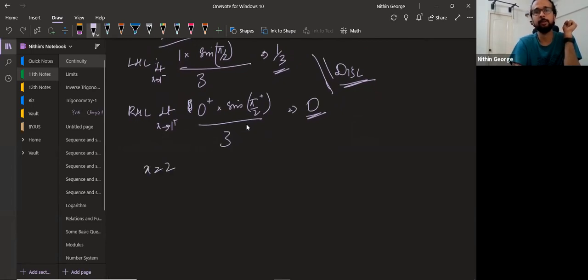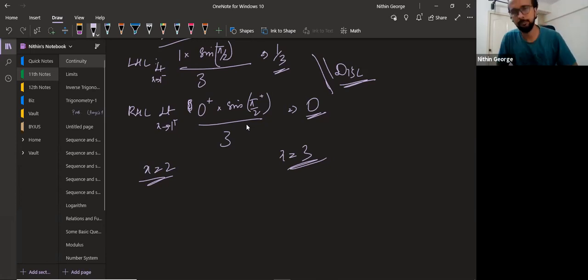At x equal to 2, x equal to 3, find out and tell me what happens. Please come on, solve first.